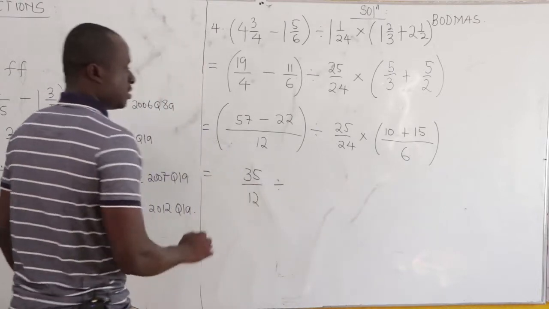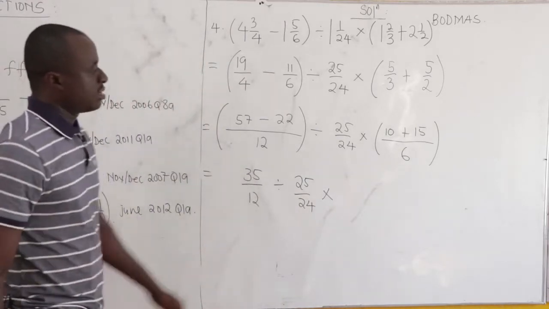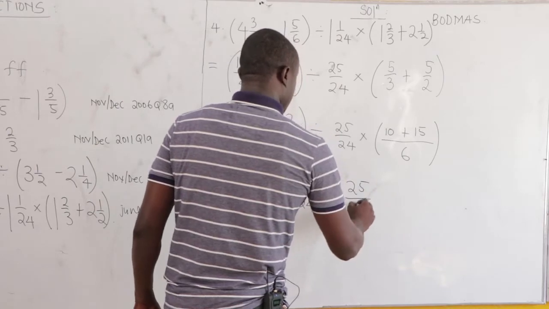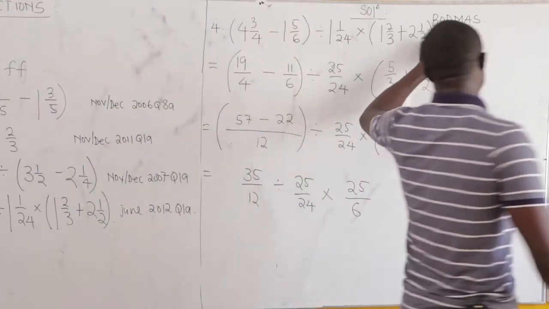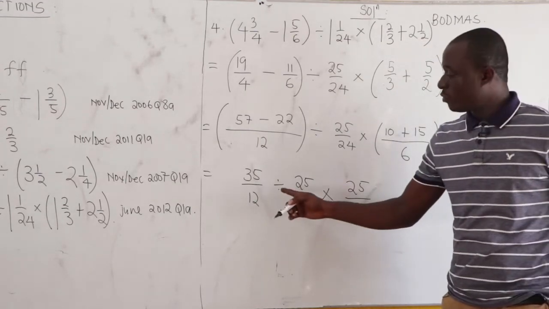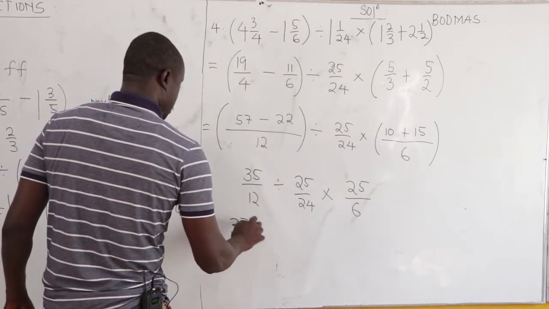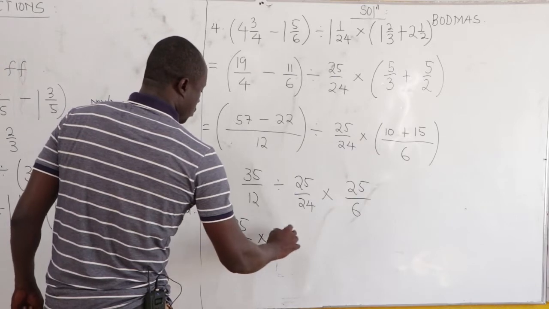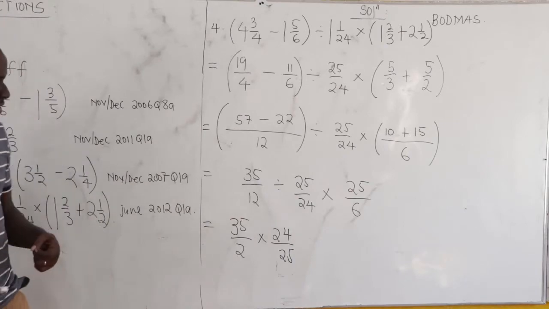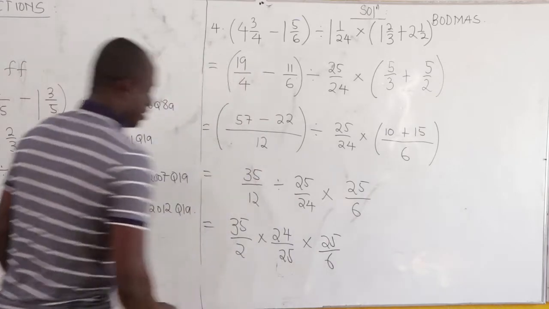Now we have division, 25 all over 24 times 10 plus 15, this is 25 all over 6. Now, BODMAS, bracket, division. So we are done with the bracket. Now let's come to division. Division changes to multiplication, so you have to reciprocate the second term. So this one will give us 35 over 12 times 24 all over 25. Why? We have to reciprocate the second term. Now times 25 all over 6.